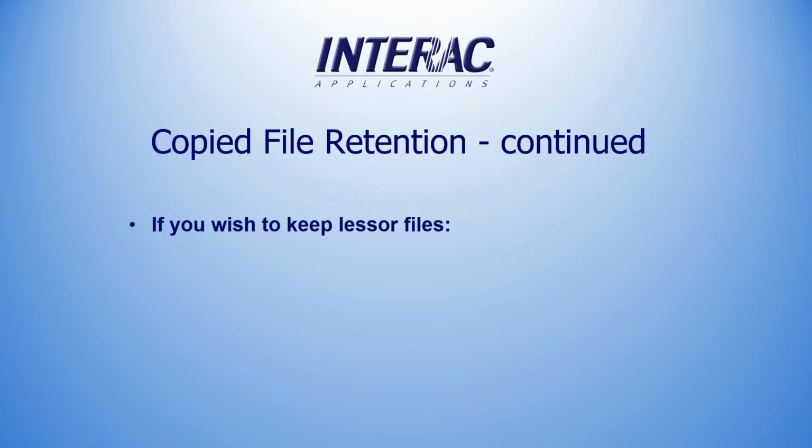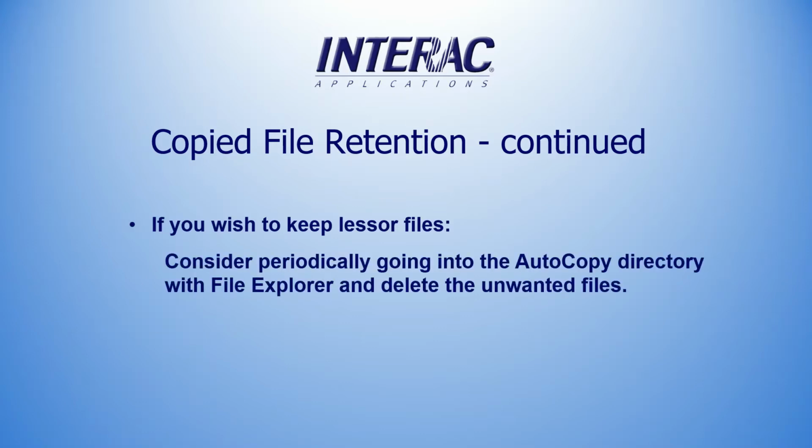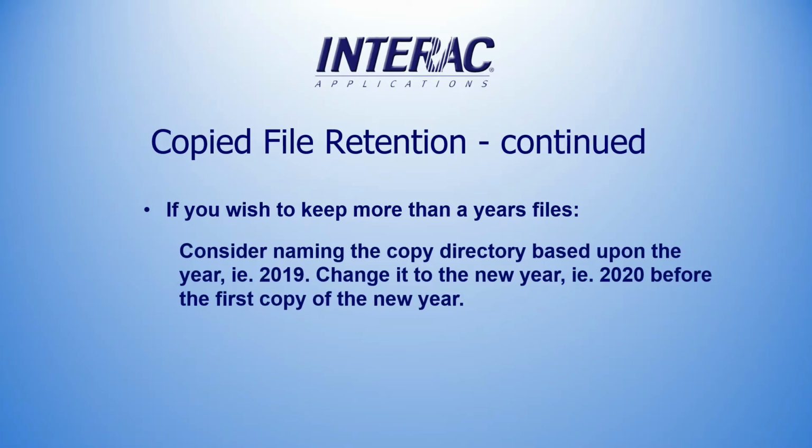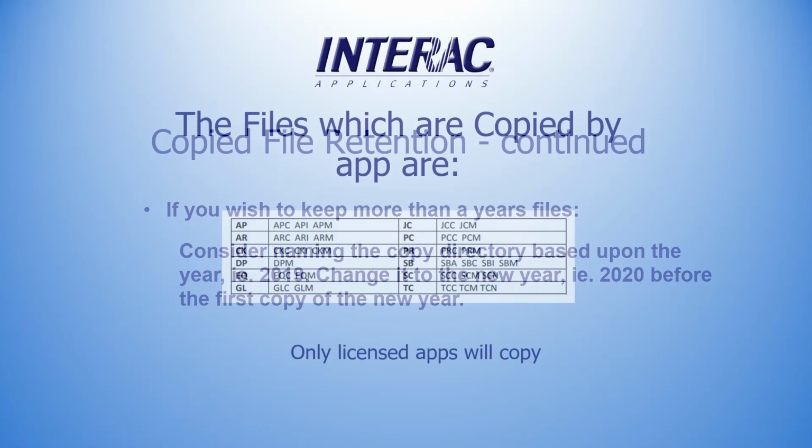If you wish to keep lesser files, consider periodically going into the autocopy directory with File Explorer and delete the unwanted files. If you wish to keep more than a year's files, consider naming the copy directory based upon the year, 2019 for example, and change it to the new year, 2020, before the first copy of the new year. And you may wish to monitor your disk space as it will build up.